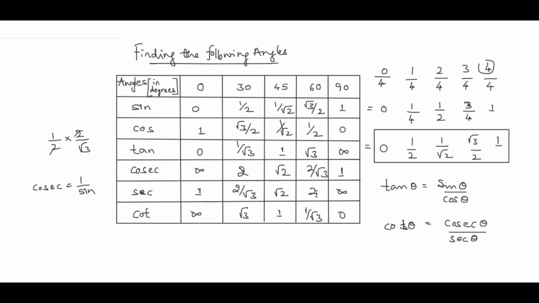So guys, these are the different values for sine, cos, tan, cosecant, secant and cot. If you remember the values like this, you will not forget them in the examinations, and you can easily work these things out in the examinations.